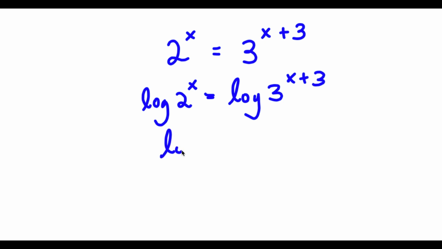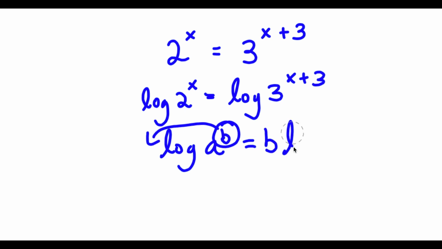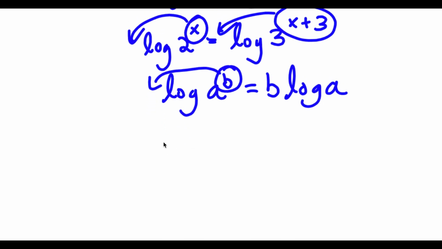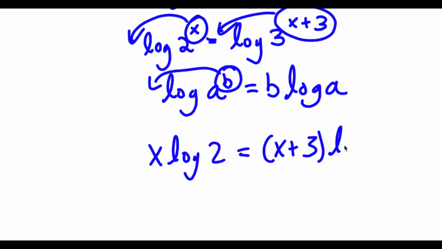Now if I have something in the form log a to the power of b, I can move this exponent b to the front. So it's going to equal b times log a. So in this case, I can move x to the front for log 2 to the power of x and x plus 3 to the front for log 3. So now I have x times log 2 is equal to x plus 3 times log 3.